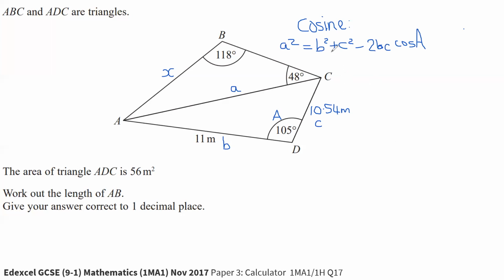So now if we pop the numbers that we know into this, we don't have to rearrange this one, we can just use it as it is. We're going to end up with A squared equals 11 squared plus 10.54 squared minus, I'm going to pop this all in brackets just so that it keeps it separate from the rest of it, so we don't end up getting confused, which is one of the biggest things with these, 10.54 times by cos of 105.